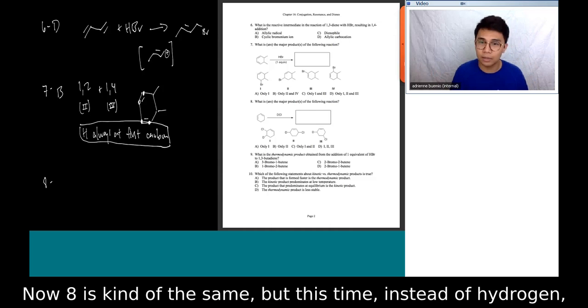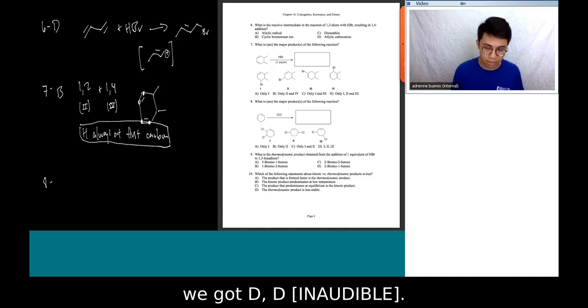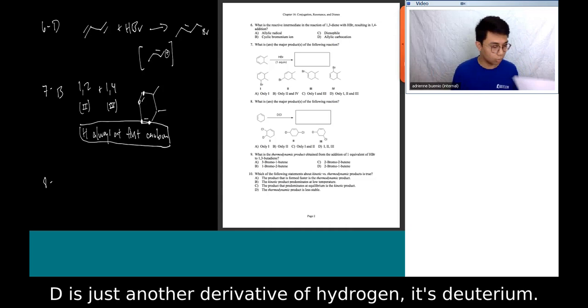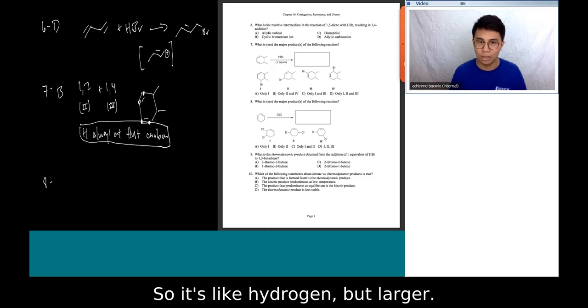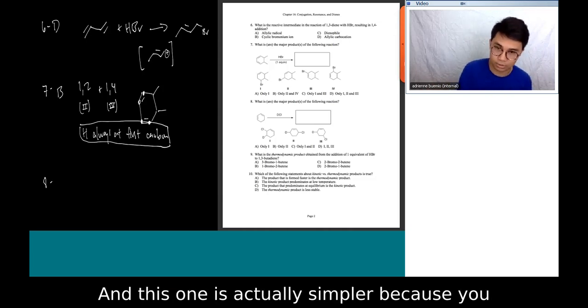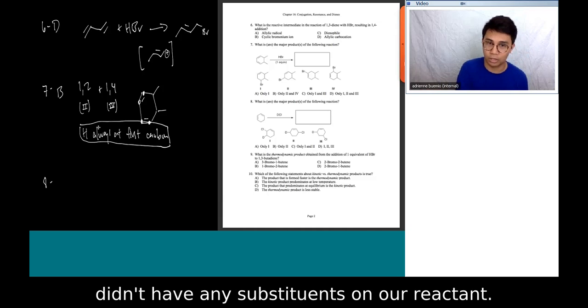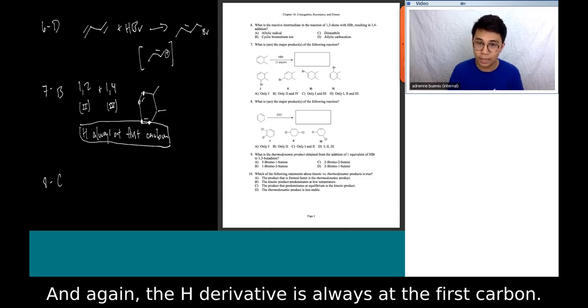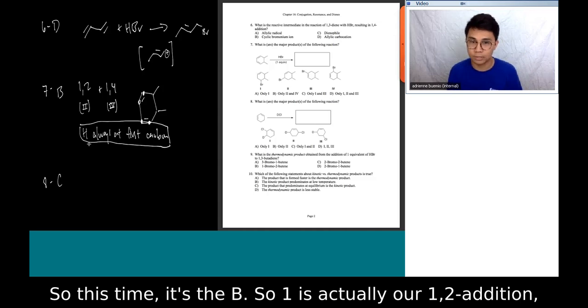Now 8 is kind of the same, but this time instead of hydrogen, we got DCl. So we know D is a what? D is just another derivative of hydrogen. It's deuterium, so it's like hydrogen but larger, right? And again, this is another 1,2, 1,4 reaction, and this one is actually simpler because we don't have any substituents on our reactant, right? So for 8, you guys should have gotten C, 1 and 2, and again, the H derivative is always with the first carbon, right? So this time it's the D.